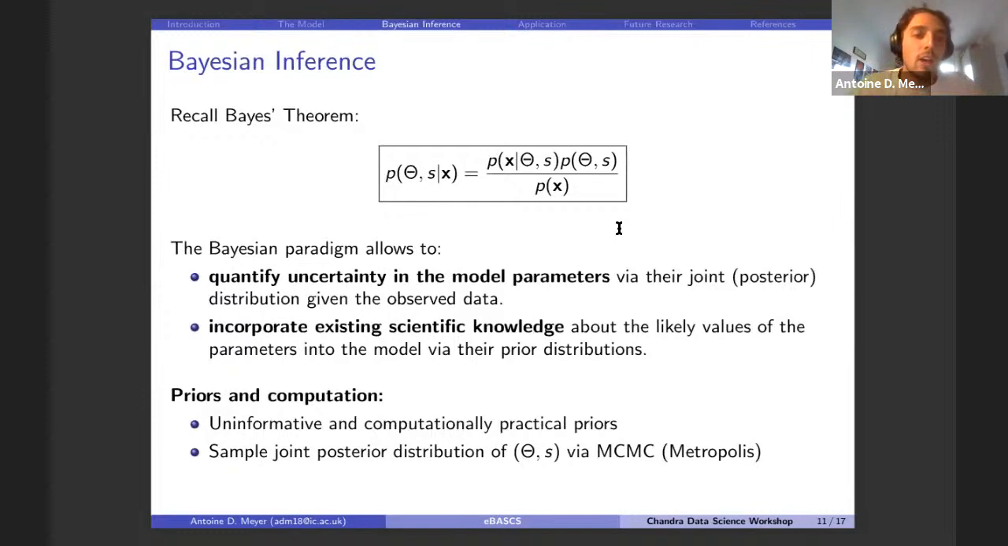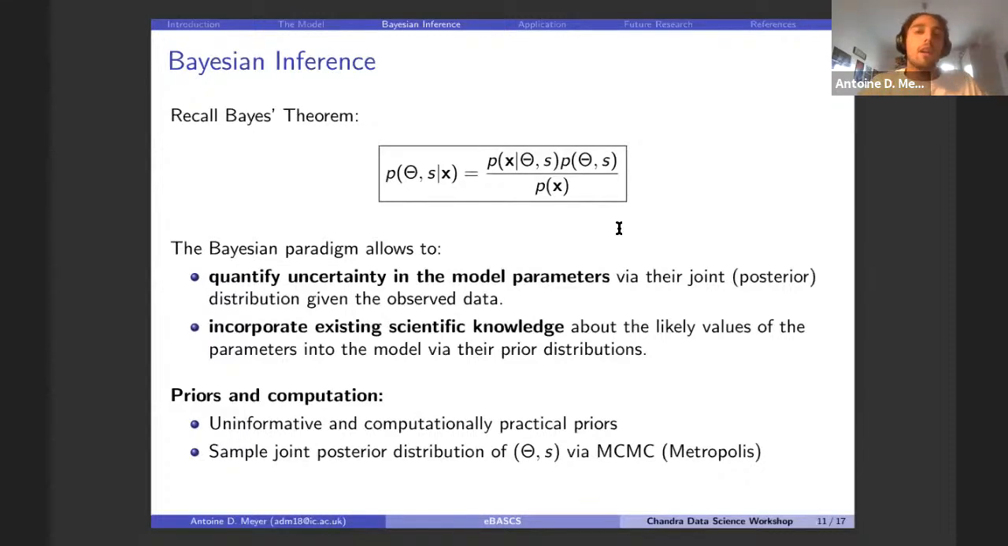So we choose to operate within the Bayesian paradigm because it allows us to quantify the uncertainty of the model parameters via their joint posterior distribution given the observed data. Once you have your likelihood that we defined earlier, you can use prior distributions that represent your prior beliefs about the model parameters before seeing your data. And you can use those to incorporate scientific knowledge about the likely values of the parameters.